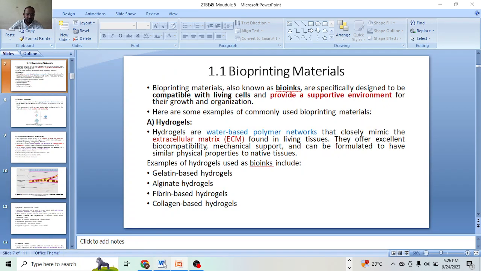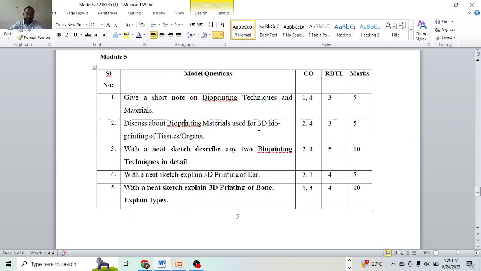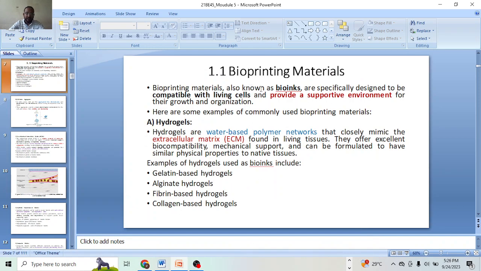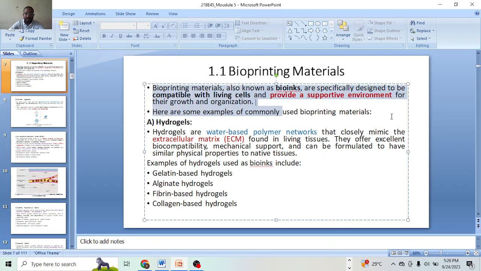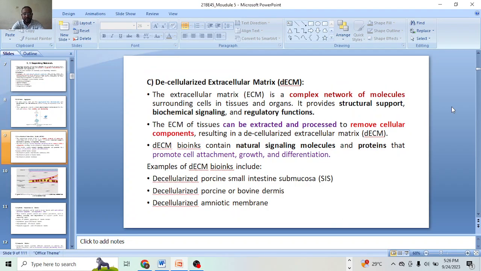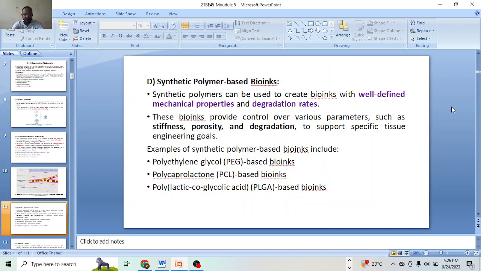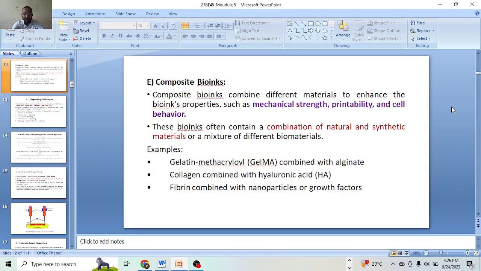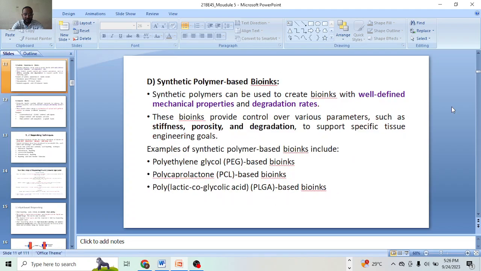The next question is: discuss bioprinting materials used for the 3D bioprinting of tissues or organs. Now you need to discuss the biomaterials used in 3D printing. What are those biomaterials? Here you give an introduction, which can carry 1 mark. There are a few biomaterials. For example, hydrogel, cell laden aggregates, DECM, that is decellularized extracellular matrix, then synthetic polymer based bioinks, and composite bioinks. So there are 5 different materials.